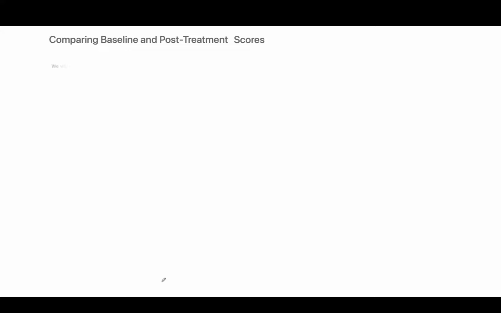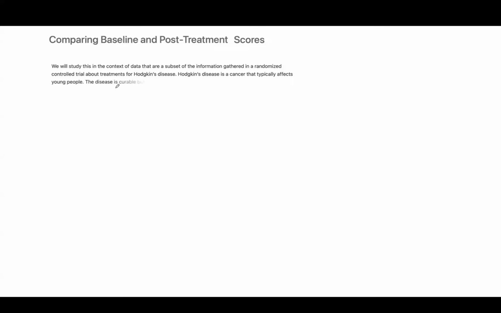Comparing baseline and post-treatment scores. We will study this in the context of data that are a subset of information gathered in a randomized controlled trial about treatments for Hodgkin's disease. Hodgkin's disease is a cancer that typically affects young people. The disease is curable, but the treatment can be very harsh.